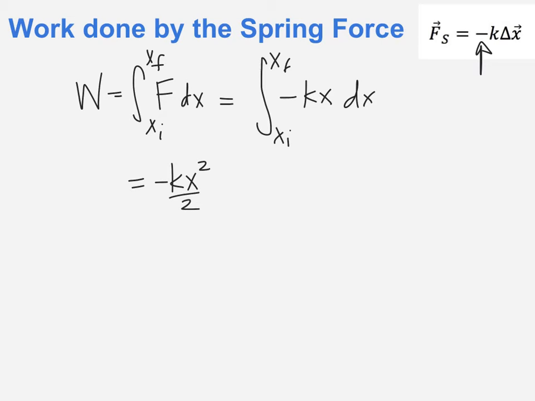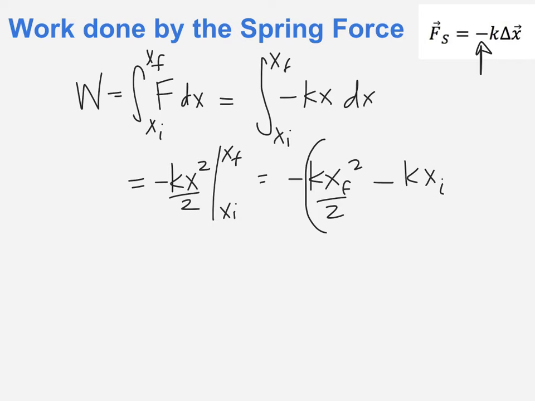And then I'm going to plug in my two endpoints, my boundaries of my integration. And so we get negative k x sub f squared over 2, and then minus a positive. I'm going to leave it as a minus here for later purposes. Sorry. So k times x sub i squared over 2. All right, so we're taking the opposite of my difference between them. And that's really ugly looking, okay?